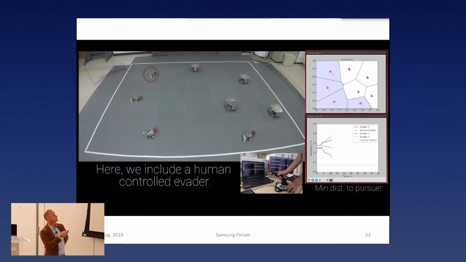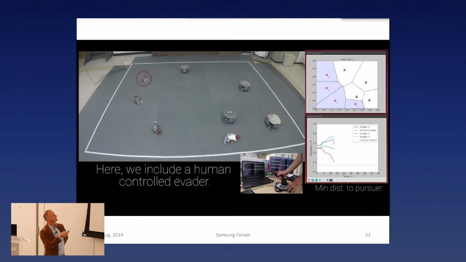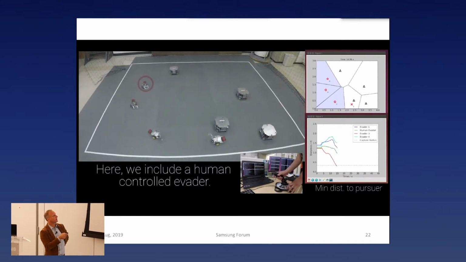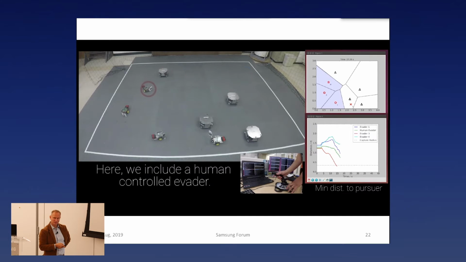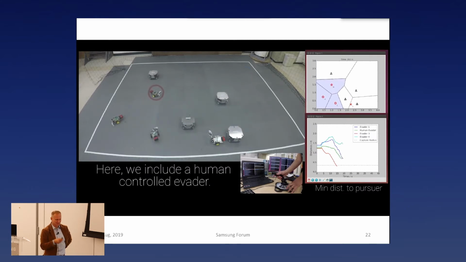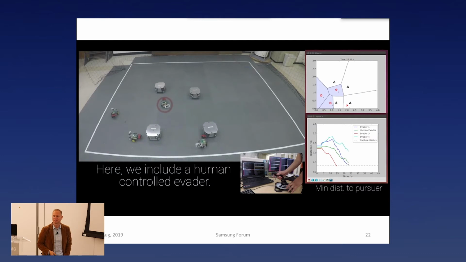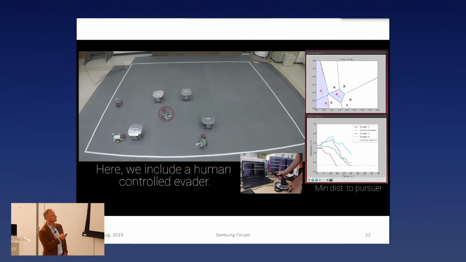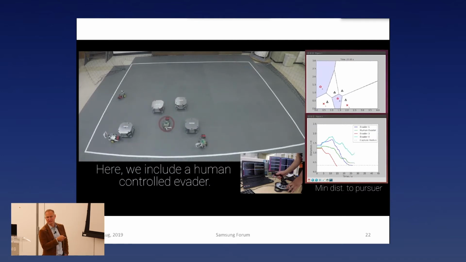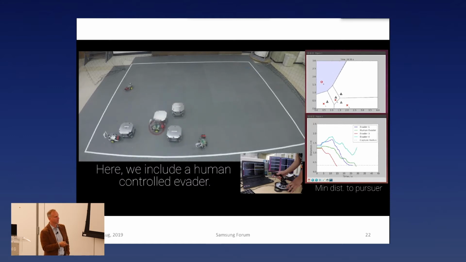And to make this extra interesting, this evader is controlled by a human who was one of the authors on the paper. So he has a God-eye view of everything, and he knows exactly what everybody's policy is. So he knows what the pursuers are going to do, and he still can't evade capture. I don't know if that says something about the student or the algorithm.